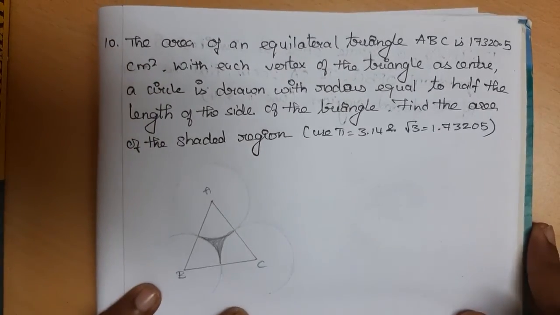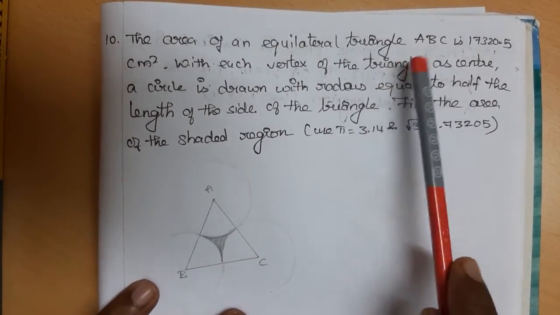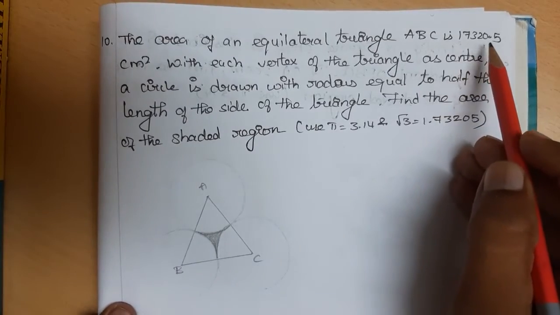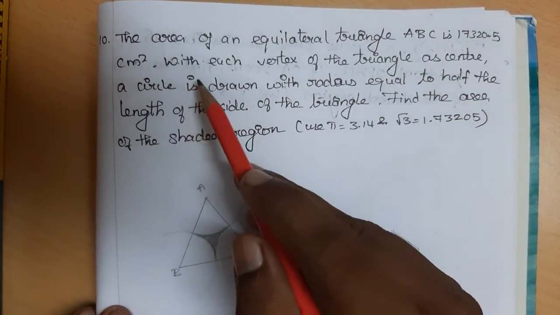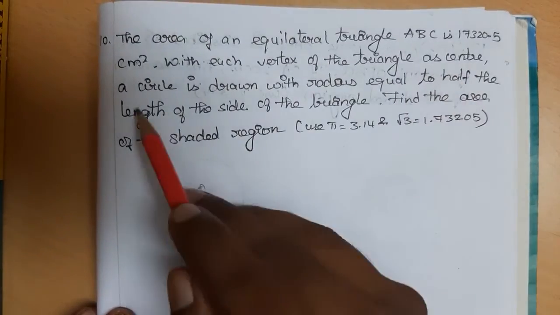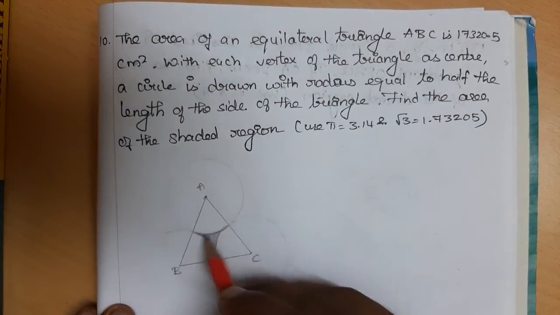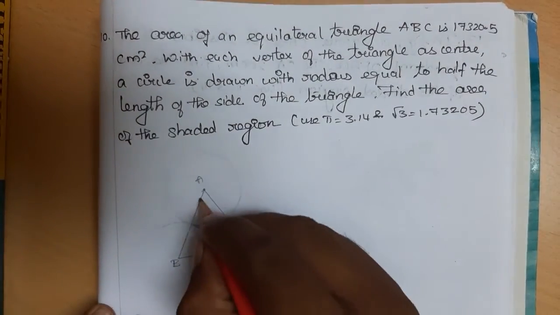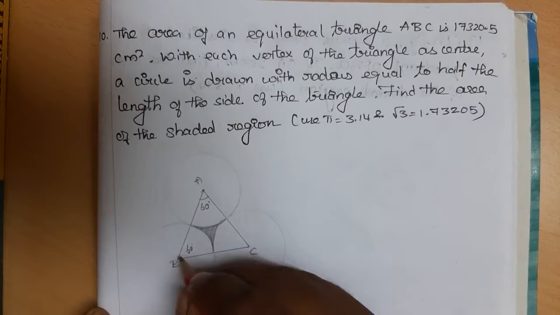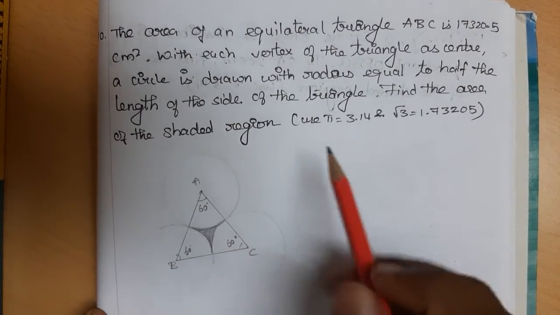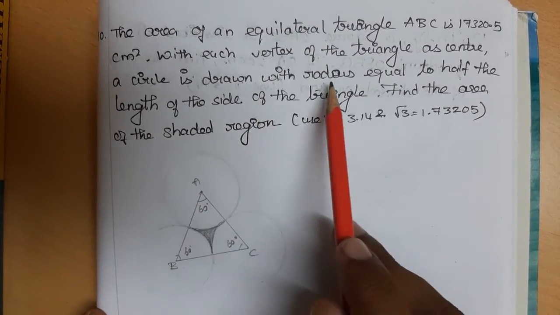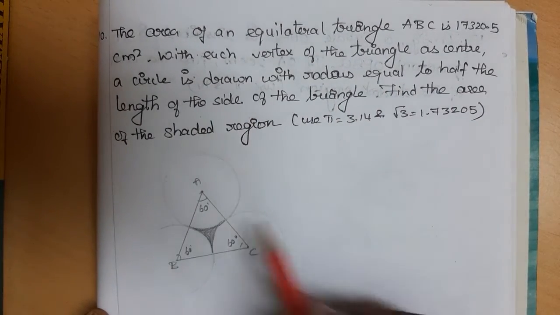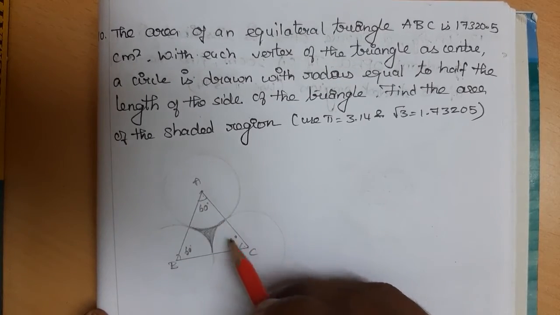So here we come for the final problem. The area of equilateral triangle ABC is given 17,320.5 centimeter square. With each vertex of the triangle as a center, a circle is drawn. So from this, the circle is drawn here, and from the B there is drawn, and from the C there is drawn. It is an equilateral triangle, so this will be 60 degree, 60 degree, and this also will be 60 degree. This circle is drawn with the radius equal to half the length of the sides of the triangle. So if we know the sides, this radius is half of the sides.